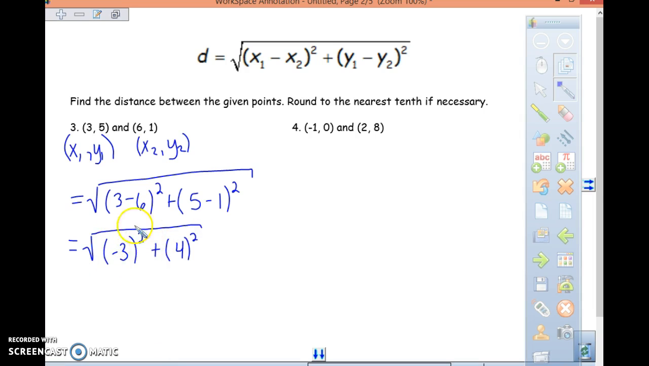Those parentheses are really important in terms of the negative 3, because a negative times a negative will give us a positive. So this being simplified gives us 9. The positive 4 doesn't matter because it's just going to give us 16. There's no way that would give us a negative 16. So simplifying under the radical, we get 25, which is a perfect square, so the distance between those 2 points would be 5 units.